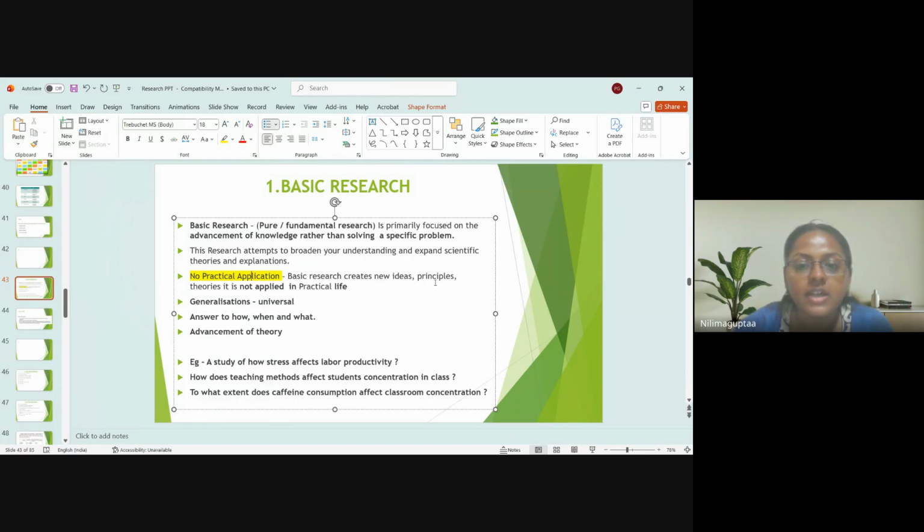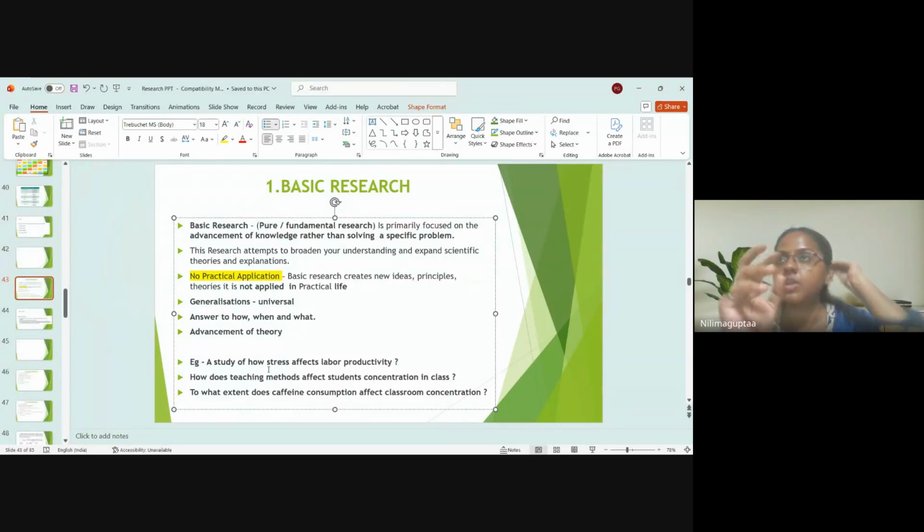It creates new ideas, principles, and it is not applied in real or practical life. It is just creating a theory. Generalization is always there in this research, and it is universal. The purpose of this research is to know how, when, and what, and basically to advance any theory that is already existing. An example to explain what basic research is: a study of how stress affects labor productivity.